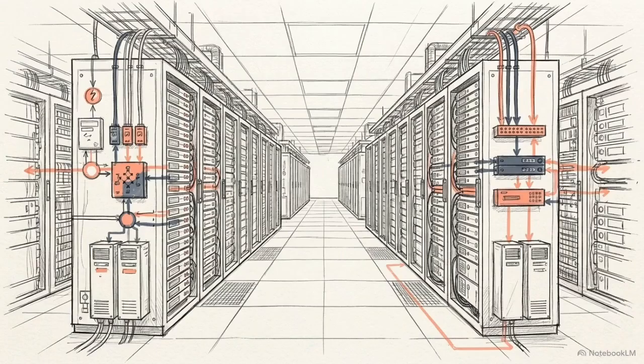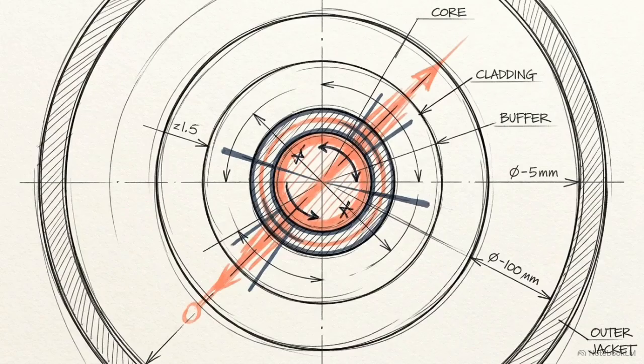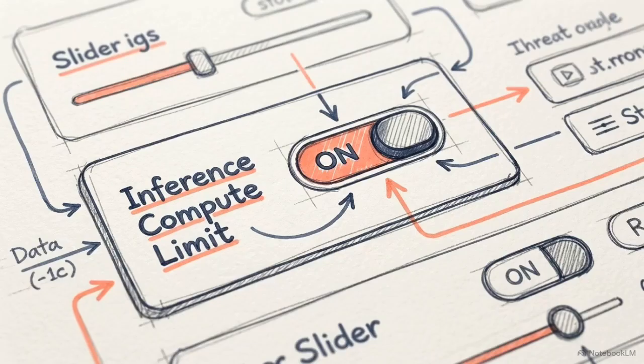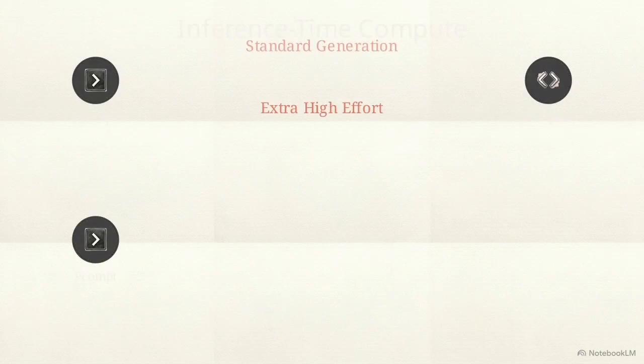Standard large language models rely almost entirely on their pre-training data to generate near-immediate outputs. The system receives your input and probabilistically guesses the next word without pausing. Opus 4.7 introduces an extra high effort mode. This utilizes a mechanism known as Inference-Time Compute. This diagram compares the two generation methods. The top path is standard generation, prompt to immediate output.